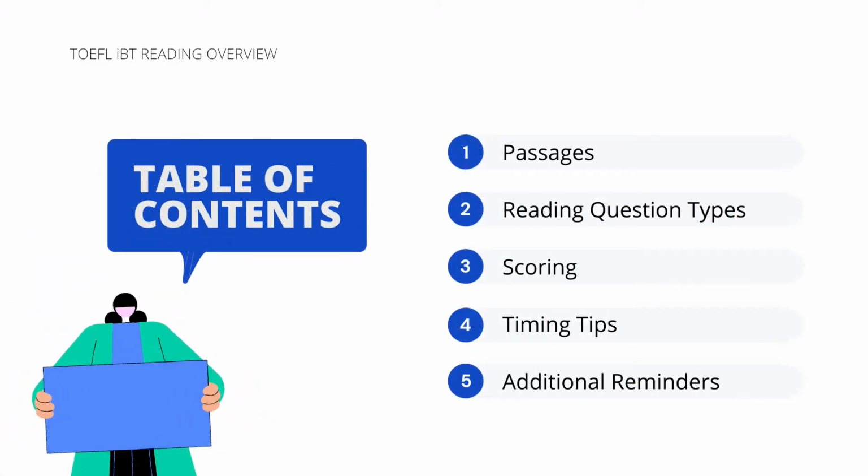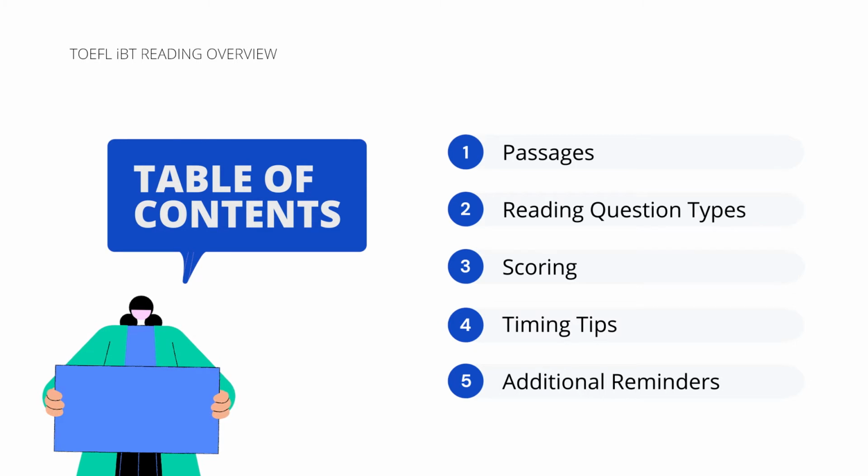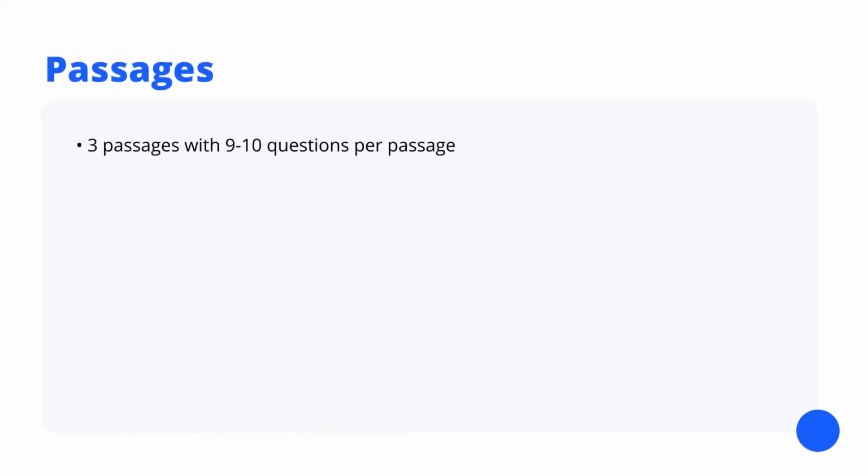Today, we'll give an overview of the reading section passages, question types, scoring, timing tips, and additional reminders. In the reading section, there are 3 passages with 9 to 10 questions per passage. If there's a fill in the table question, you'll have 9 questions.